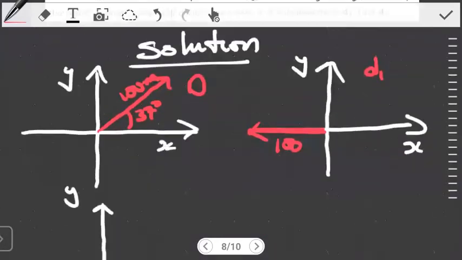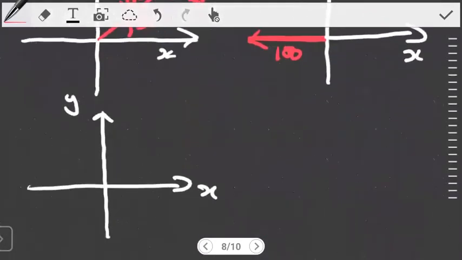So above the x-axis. Well, they haven't specified whether negative or positive, but the fact that they haven't said negative means that this has to be the positive x. So we're starting from here. So 150 degrees above the positive x. So we're going to start from here until we make an angle of 150.